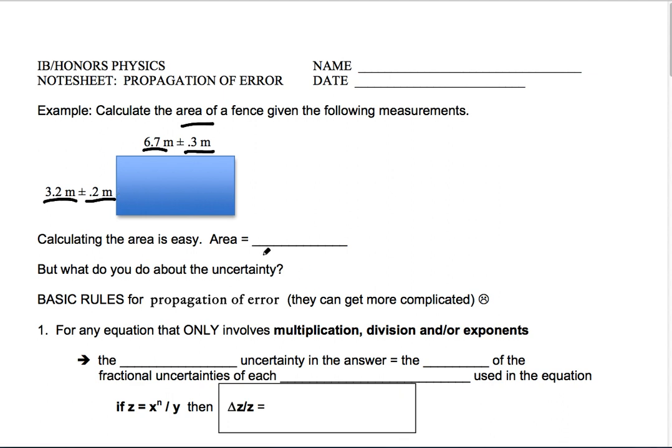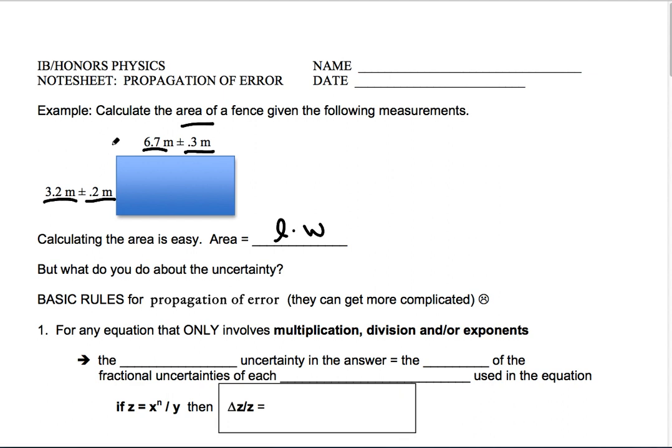So the first half of this is pretty straightforward. If we're trying to figure out the area, we're just going to multiply length times width, and that would be the 6.7 times 3.2. But now the question becomes, what do we do about the 0.3 and the 0.2? We know that we want to figure out an uncertainty in our area. So how can we go about doing that? Before we get there, let's just do a little bit of review.